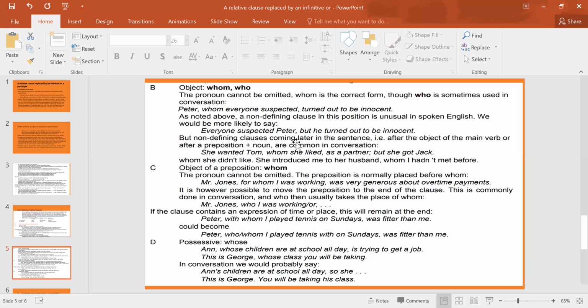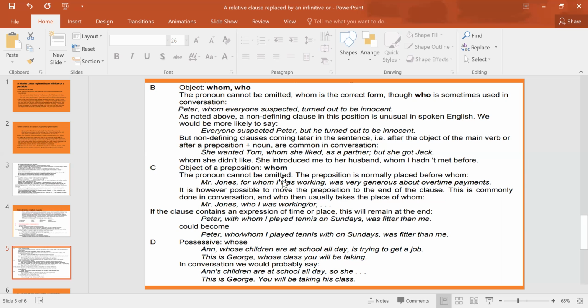But non-defining clauses coming later in the sentence, that is after the object of the main verb or after preposition plus noun, are common in conversation as well. So this structure is also common in conversation. She wanted Tom, whom she liked, all right, as a partner, but she got Jack. So she wanted Tom, whom she liked. So this is a non-defining relative clause, which defines Tom.